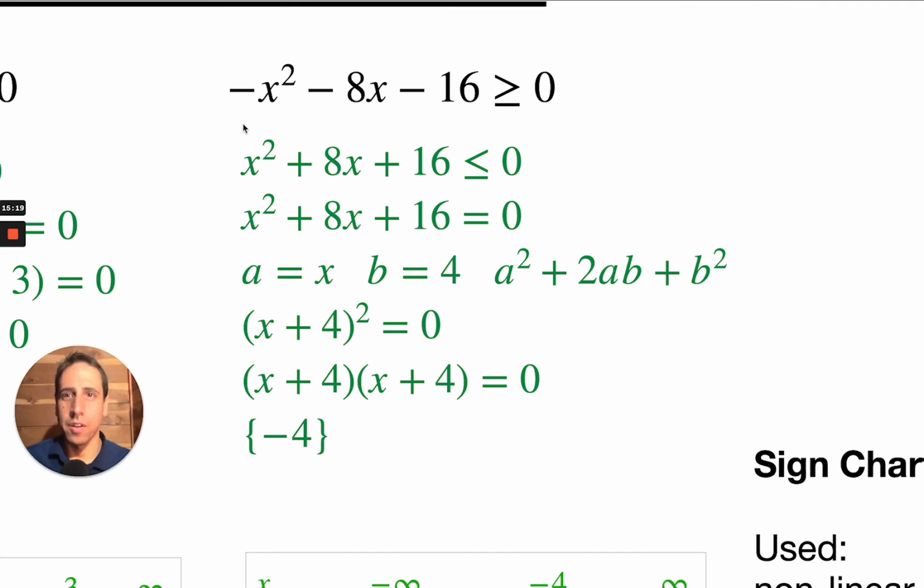Negative x squared minus 8x minus 16 is greater than or equal to 0. Wow, there's a lot of negatives going on. So I think what I'm going to first do is multiply all the terms on both sides by -1 to produce an equivalent inequality. Remember, anytime you multiply or divide by a negative number, you have to flip the sign, and that's what I've done. And now it's just going to be a lot easier to work with.